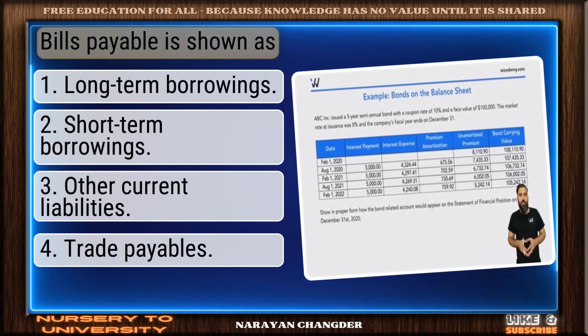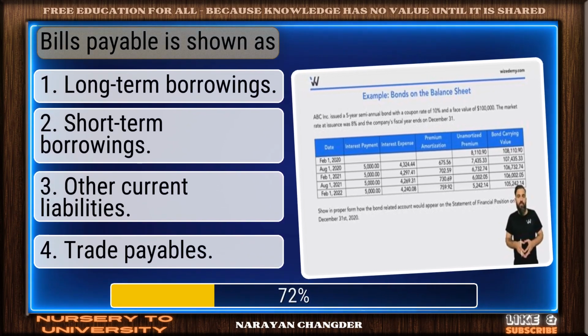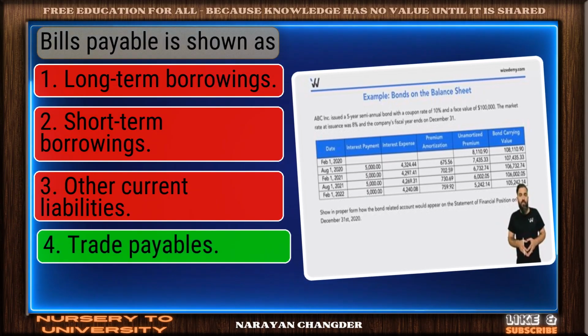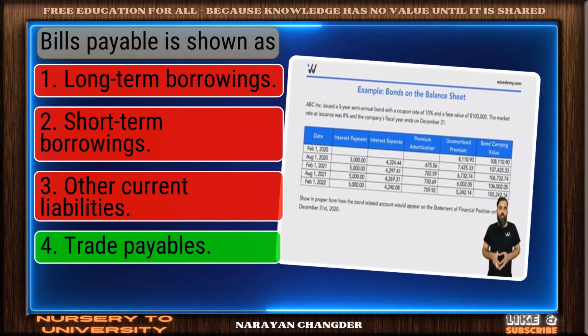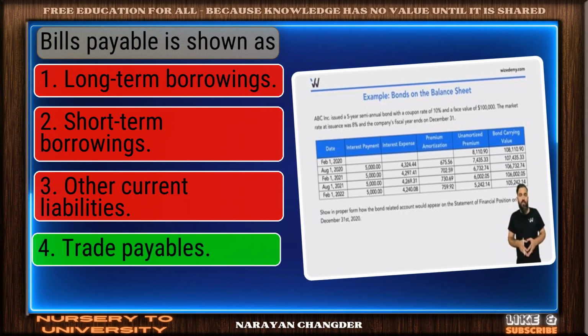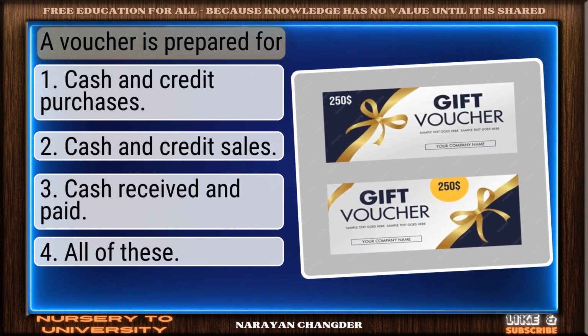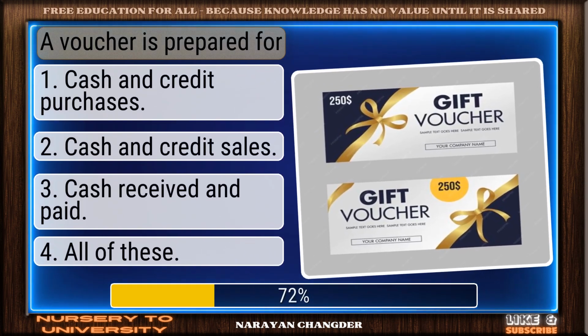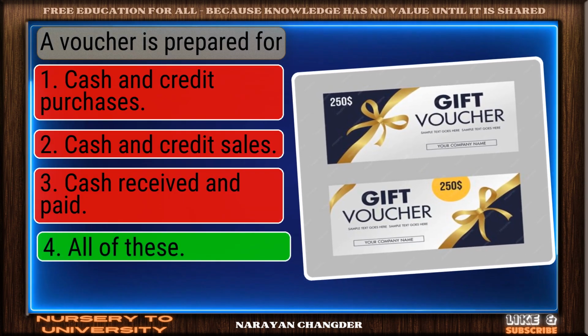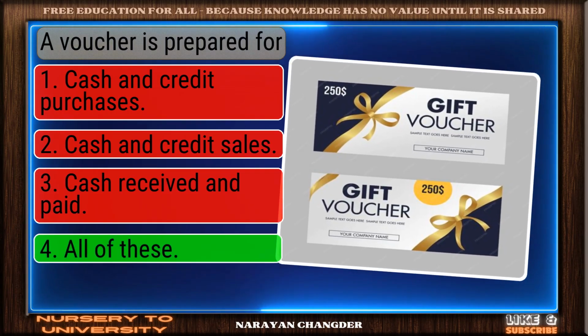Bills payable is shown as. Nice selection. Trade payables is the correct and valid answer. A voucher is prepared for. Smart pick. All of these is the correct choice.